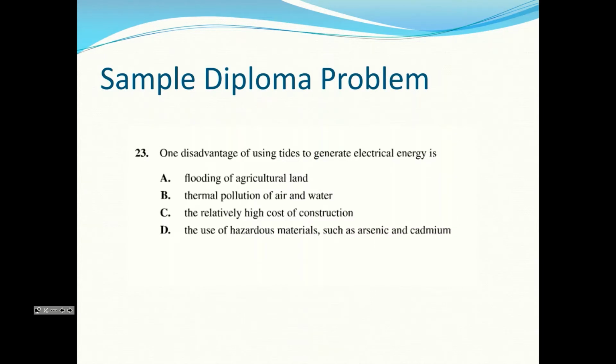One disadvantage of using tides to generate electrical energy is, no, we don't need to flood agricultural land. There is no thermal pollution. It doesn't heat up the water. Yeah, it would cost a lot to construct, and we don't use any of those. So C is the correct answer. And any of these, they're expensive to construct, so that could be a downside.